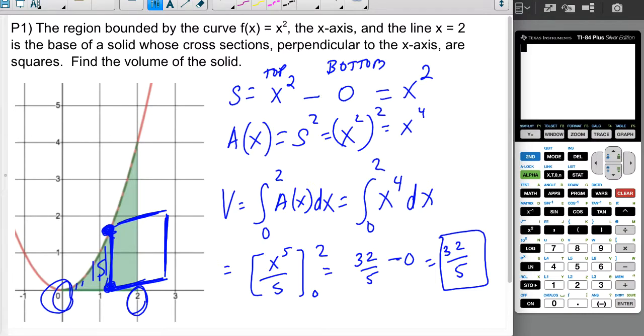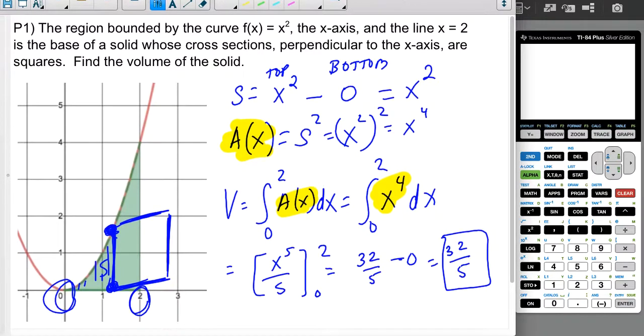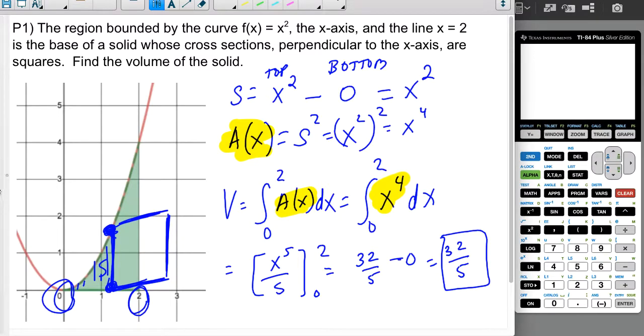So the hardest part of this problem, really every one of these problems, is figuring out what A of x is. If you can figure out that A of x, it's not that bad of a problem. All right, let's keep moving.